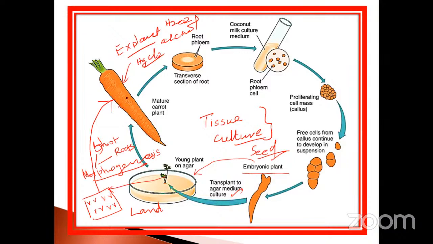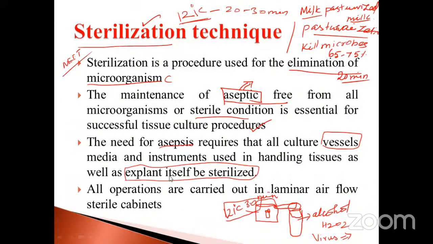After that, you have to make a small cut, like this. Then again it will be split into some other pieces. So that is the process. The explant itself must be sterilized. All operations are carried out in a laminar airflow sterile cabinet. That's why I showed you the airflow cabinet chamber, isn't it, my dear? Okay, go to the next one.